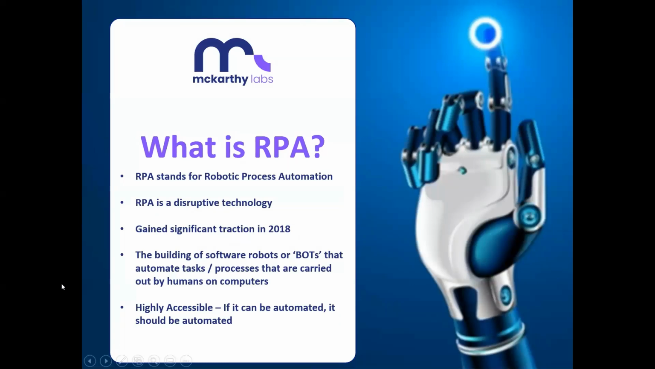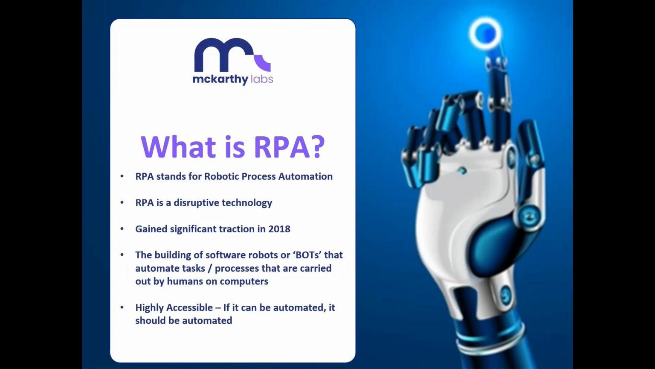So what is RPA? RPA stands for Robotic Process Automation. It is a disruptive technology, although it has been around for a number of years. In our experience, it started to gain traction around 2017 to 2018. It started to really make a name for itself in the IT industry, and a lot of people started to really get into RPA and consider what RPA was and how it could benefit their business.